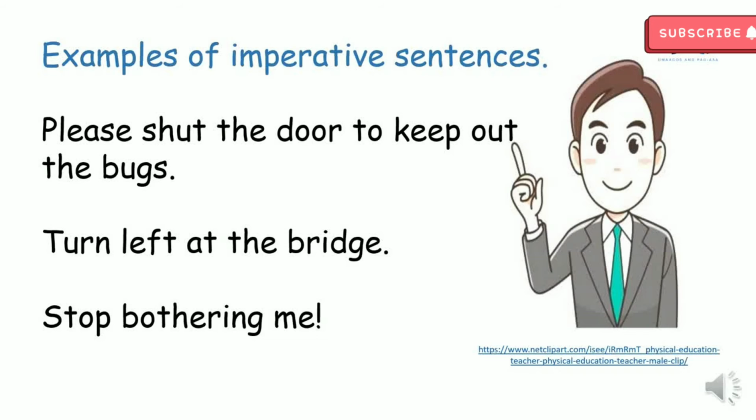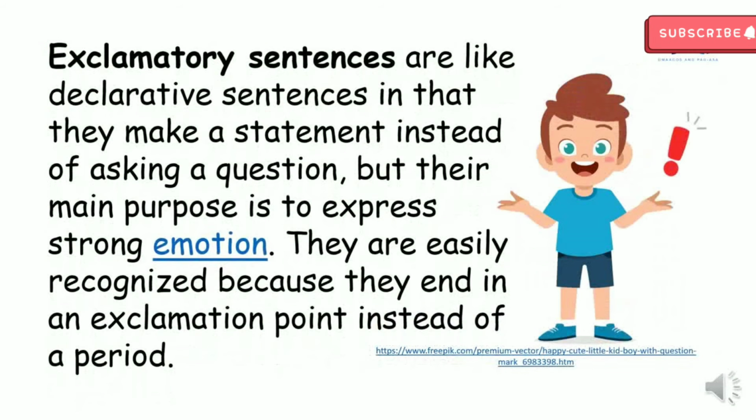Exclamatory sentences are like declarative sentences, in that they make a statement instead of asking a question, but their main purpose is to express strong emotion. They are easily recognized because they end in an exclamation point instead of a period.